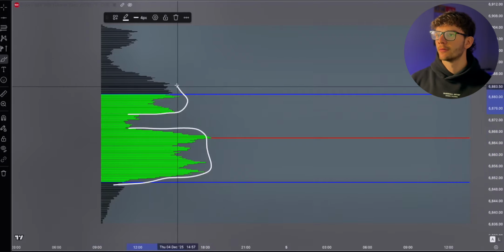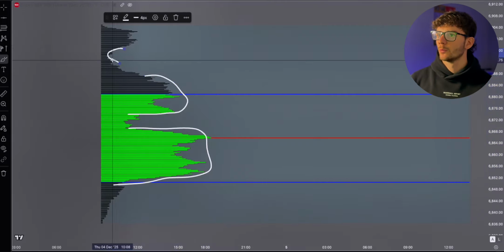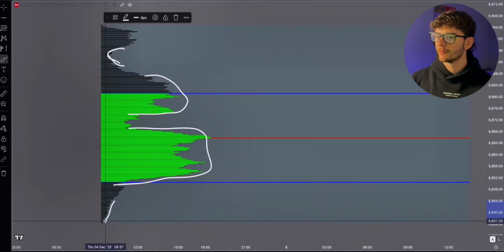And then we have another area of high volume here, and then areas of low volume, which you can see there are not many bars sticking out in this section. So these are areas of low volume. There's also a drop off in volume down here.